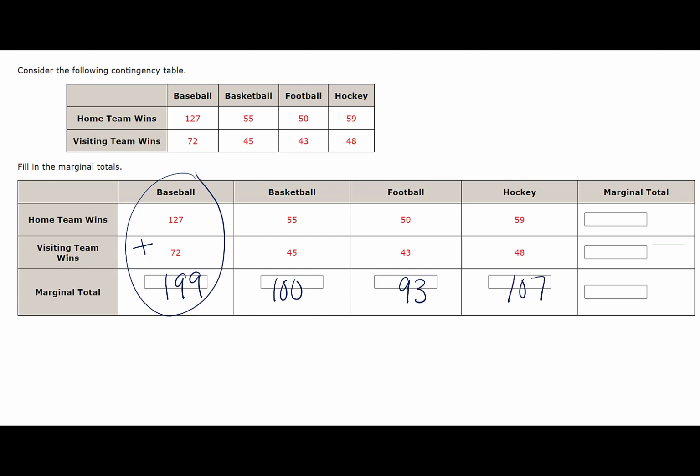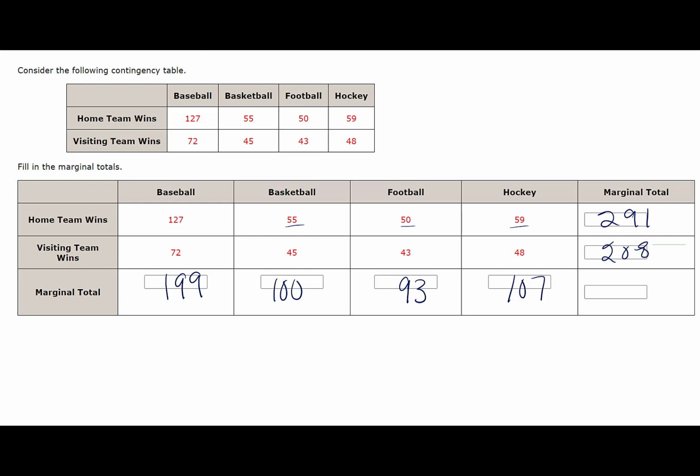Now notice there's 3 more spaces. We're now going to get the marginal total from the number of wins that the home team got across each of these sports. So that means we will add 127 plus 55 plus 50 plus 59 to get a total number of 291. And now we're going to add up all of the wins from visiting teams across these 4. 72 plus 45 plus 43 plus 48 is 208.